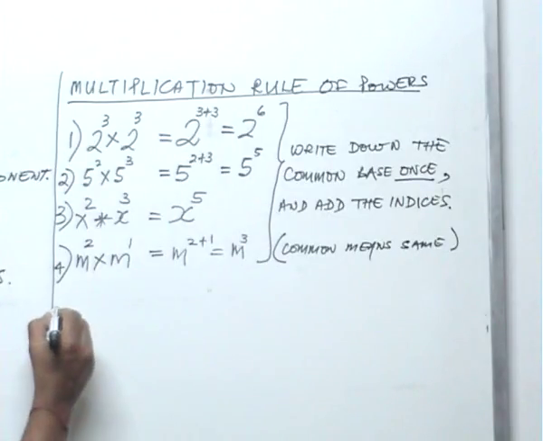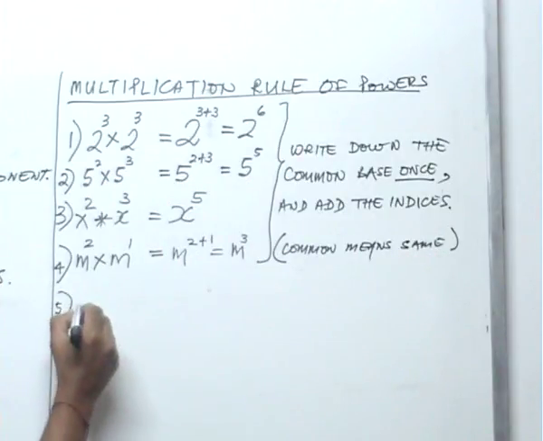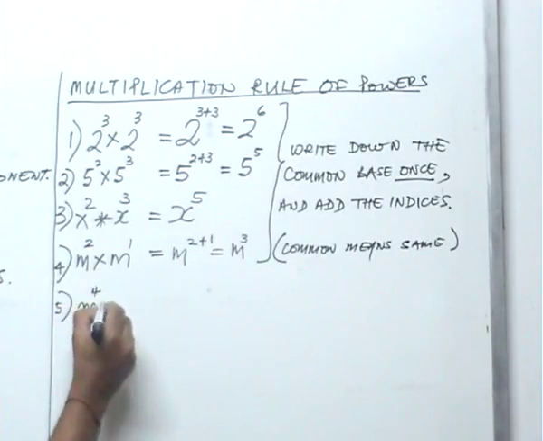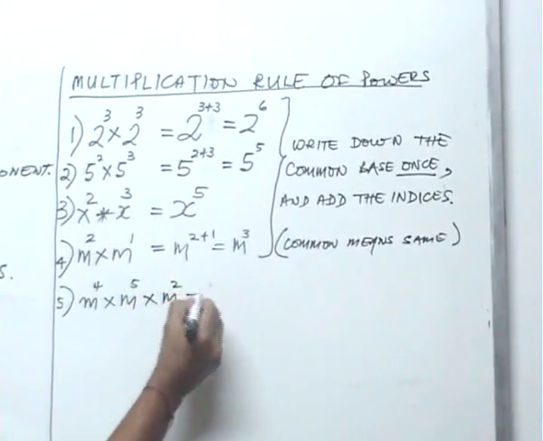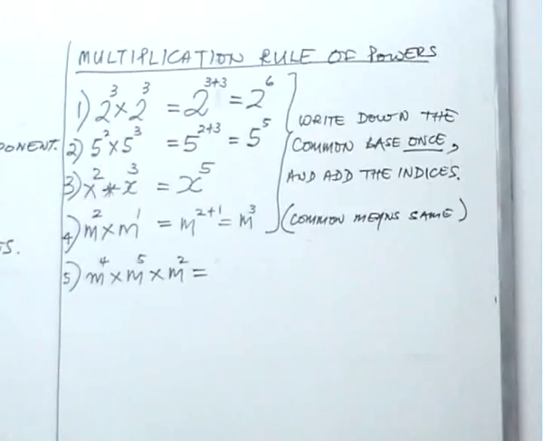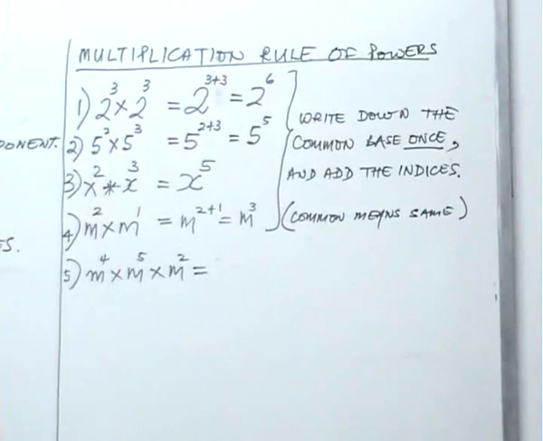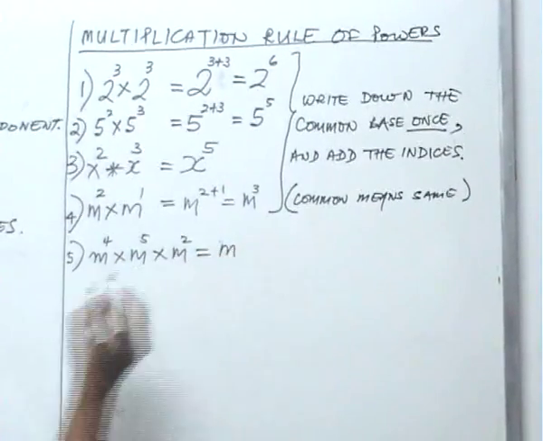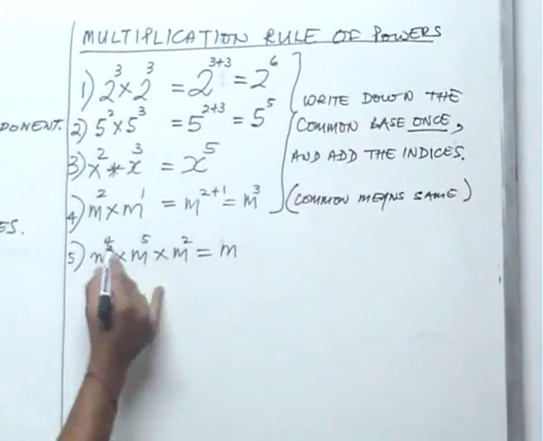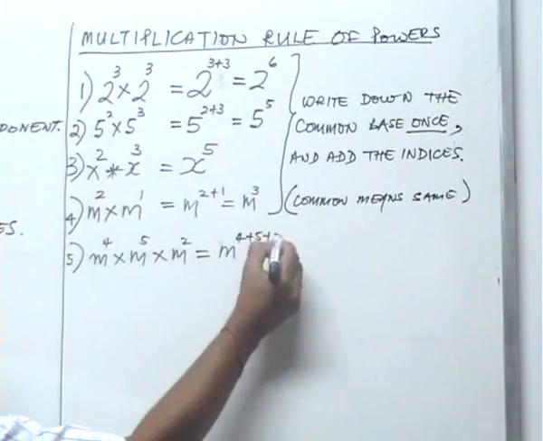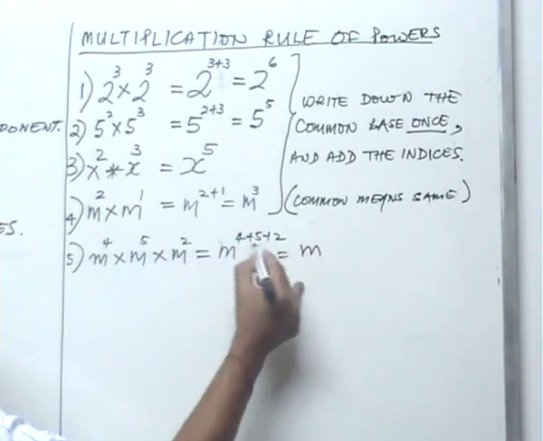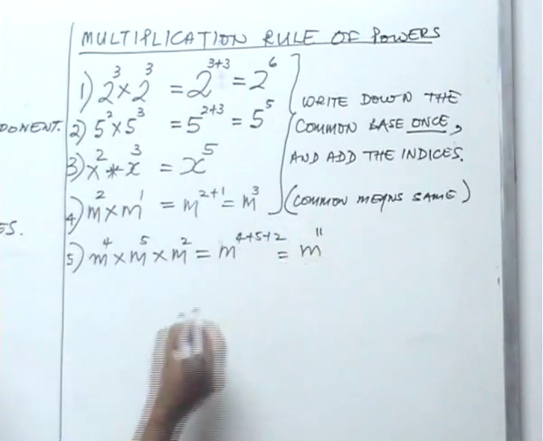So I'll just do one more example. m to the 4 times m to the 5 times m squared. It doesn't matter how many times the power is there. You write down the common base, m, and add the indices. So 4 plus 5 is 9, but I'm just going to do it step by step to show it to you. And that's 4 plus 5, 9 plus 2, 11.